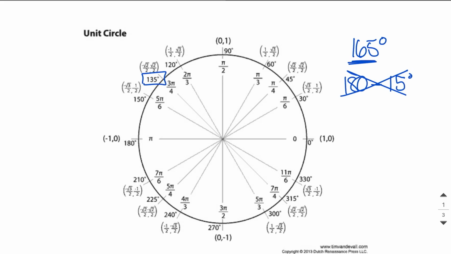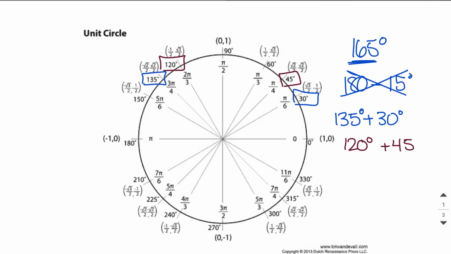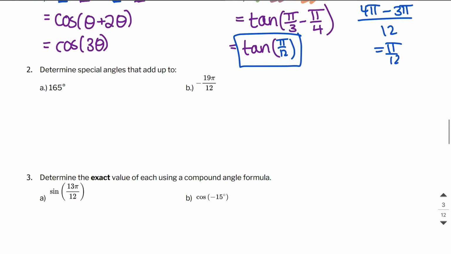Let's try 135. So 165 would be 135 plus 30 degrees. Both of these are special angles, so that is one possibility that I could have used. I could have also used this 120 right here, because 120, if I add 45 to that, would also give me 165 degrees, okay? So we've got two possible answers here.